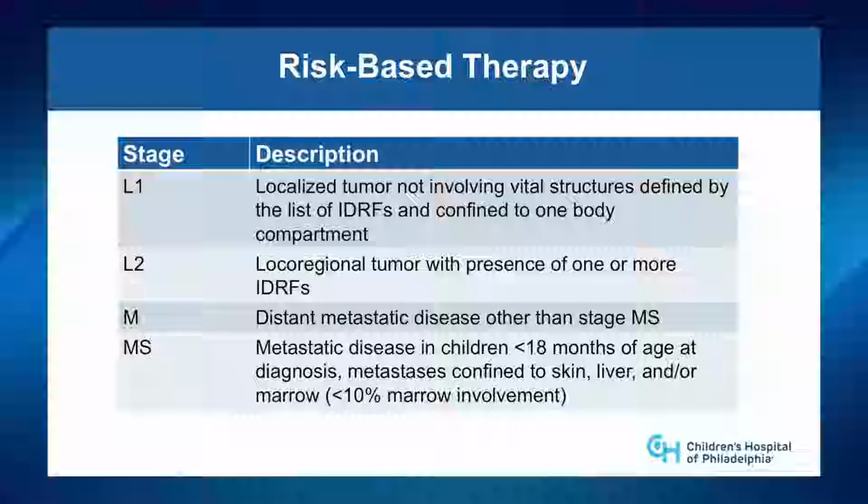And here is just the way that the staging system has been designated, localized versus metastatic, with or without image-defined risk factors. I'm not going to go into too much detail about M versus MS, but for those of you whose minds are still back in the INSS system, for the most part, with a few nuances for the aficionados, MS and 4S are almost overlapping, and that's a special phenotype of patients who have metastatic disease in very specific locations, and that group tends to do quite well.